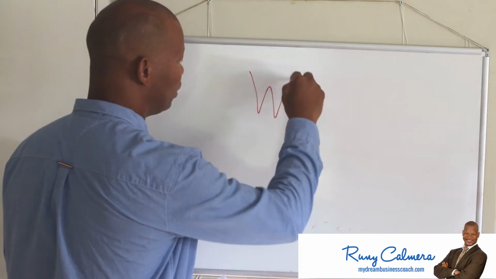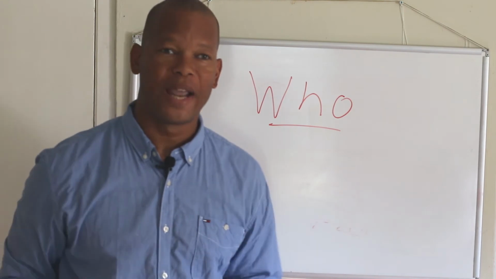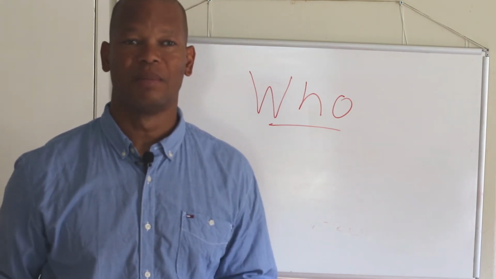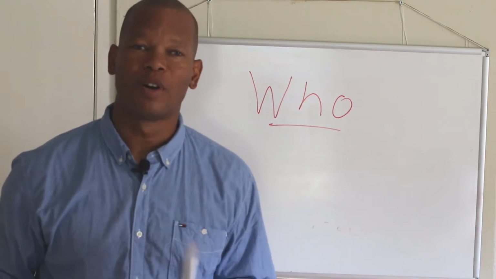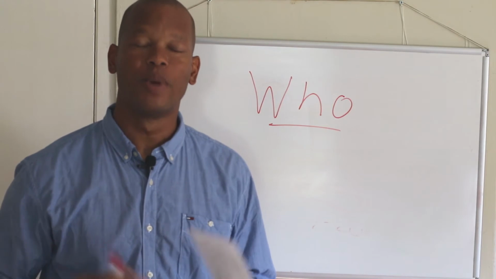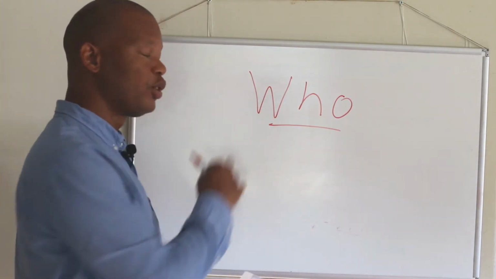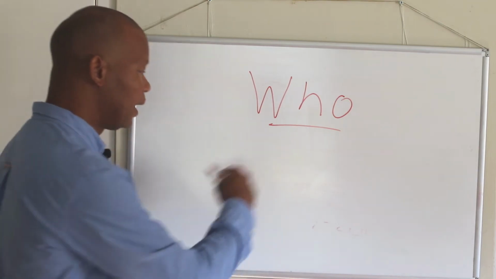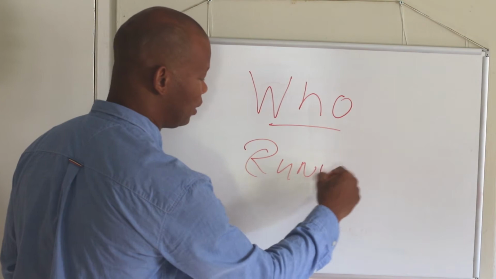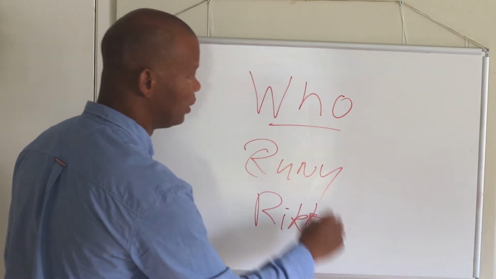The who field. In the who field you put your name, or you put the name of somebody else in your team. If you don't have a who in that list, then you can never say who will do the task. So make sure you put the who in there, and the name is, for instance, Runy or Rika.